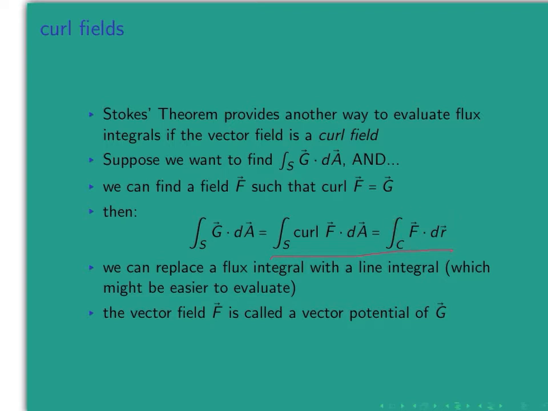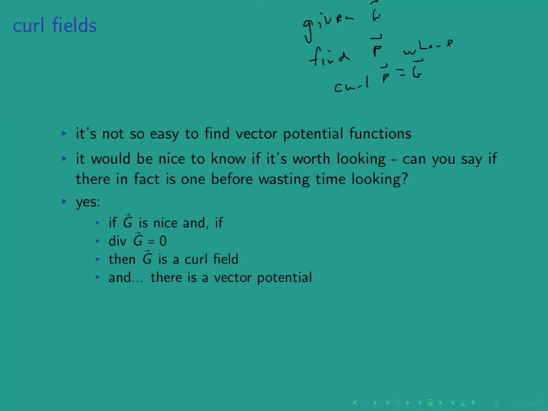Okay, so the key to all of this is to be able to find that vector field F. That vector field F is called a vector potential. So the gradient field had a scalar potential, the curl field has a vector potential. And I need to find a vector field F that is going to give me this statement. So here's what we'd like to do. If I'm given a vector field G, I'd like to be able to find a vector field F whose curl is G. Okay. So unlike with scalar potential functions, vector potential functions are not as easy to find.